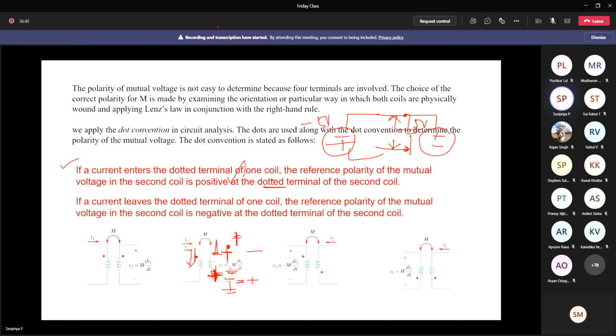I have a battery like this, my DC supply. Now I connect a voltmeter in this way, that is, I measure the voltage at this terminal with respect to this. Then definitely I'll be getting plus 5. Now I swap: I measure the voltage at this terminal with respect to this. Obviously I will be getting the opposite voltage, which is minus 5. Same concept here. As per the dot rule, the mutual voltage will be positive at this dot. Since the voltage is measured at this terminal with respect to ground, this voltage is minus M into di by dt. That's all. Very simple.